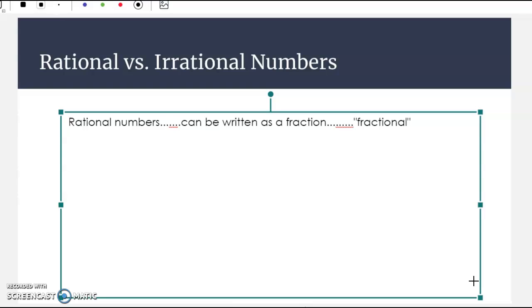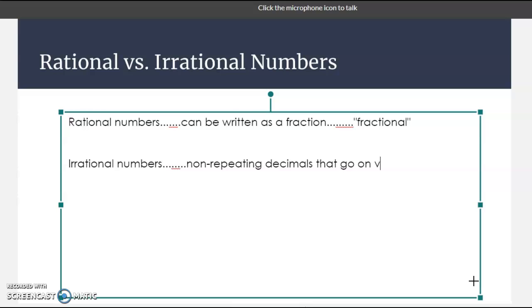We obviously have fractions. Most decimals can. You can write whole numbers as fractions, like the number 5 can be written as 5 over 1. 13 can be written as 13 over 1. And then there are these irrational numbers, and they're kind of weird. Got a description here for them. Non-repeating decimals that go on forever.